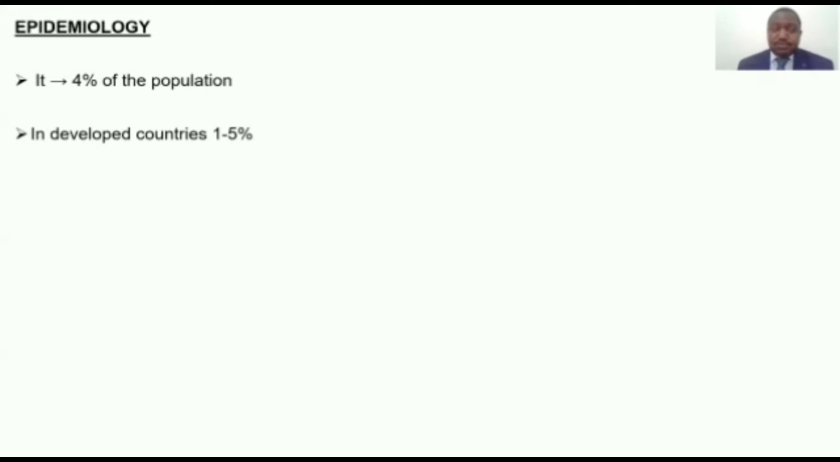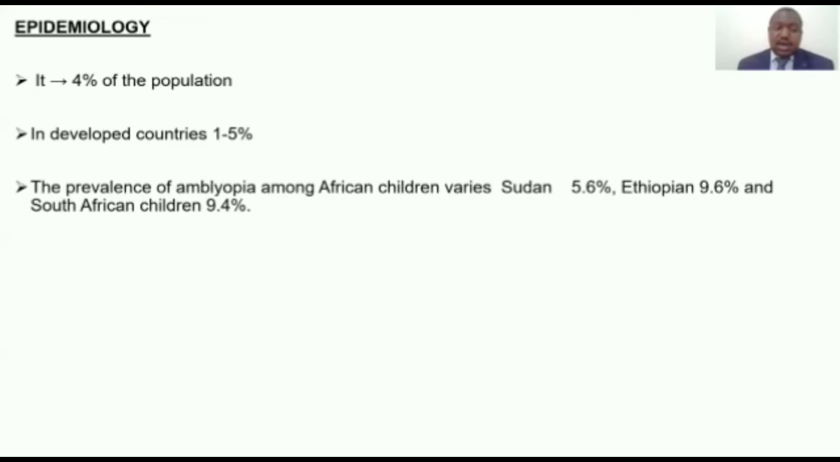And also the prevalence of amblyopia in developed or advanced countries ranges from 1 to 5%. And also the prevalence of amblyopia among African children varies. For example, in Sudan 5.6, in Ethiopia 9.6, and in South Africa 9.4. Yes, the prevalence of amblyopia differs according to the study, sometimes according to the definition of amblyopia, and also according to ethnicity. And also the prevalence of amblyopia is 4 times more common in premature children.